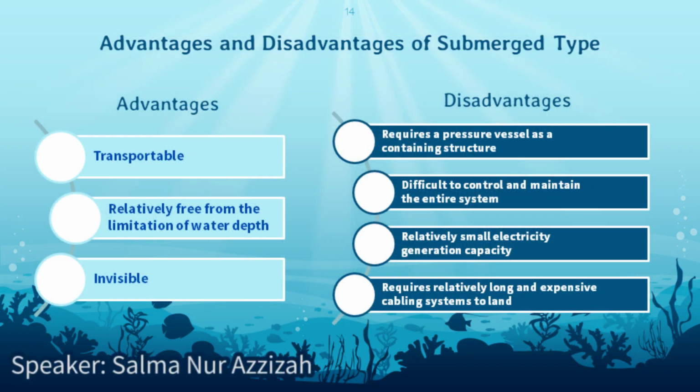The advantages and disadvantages of submerged type are a bit different from the other types, but the submerged type is also transportable just like the other ones. It is also relatively free from the limitation of water depth, and it is invisible. But the disadvantages of submerged type are a bit more than the others. The first one, it requires a pressure vessel as a containing structure. The second one, it is difficult to control and maintain the entire system. The third one, relatively small electricity generation capacity. And the last one, it requires a relatively long and expensive cabling system to land.